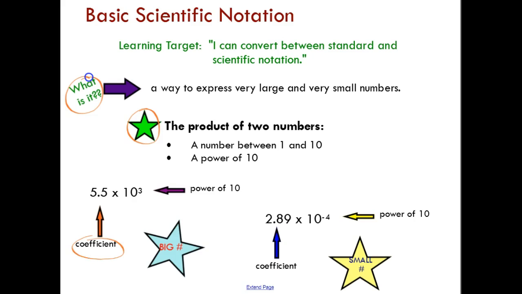Notice 5.5 is between 1 and 10. 2.89 is between 1 and 10. It can be 1, so it can be 1 times something, but it can't actually be 10 times something. It can be 9.999 times something, but it can be 1 and it can't be 10. It has to be a single digit, and then the decimal, and then as many decimals as you want after that. And then we multiply by a power of 10.